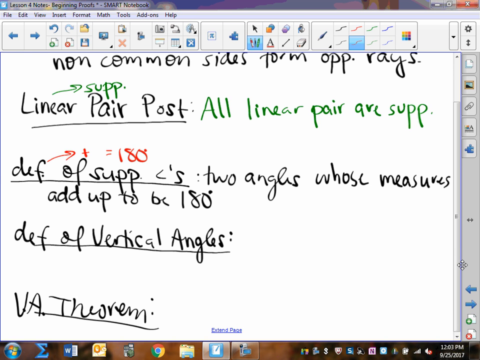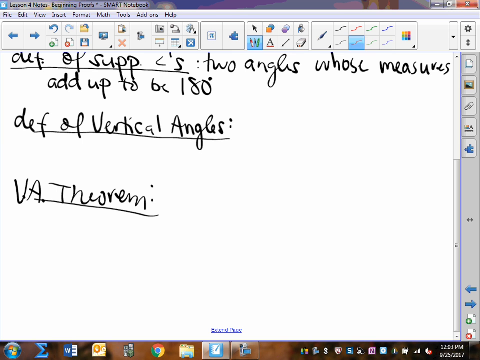Go ahead, James. Two lines that intersect create four congruent angles. Okay. We can't pull from there because that could just be four right angles, right? We need something more specific. Any other thoughts with our definition of vertical angles?